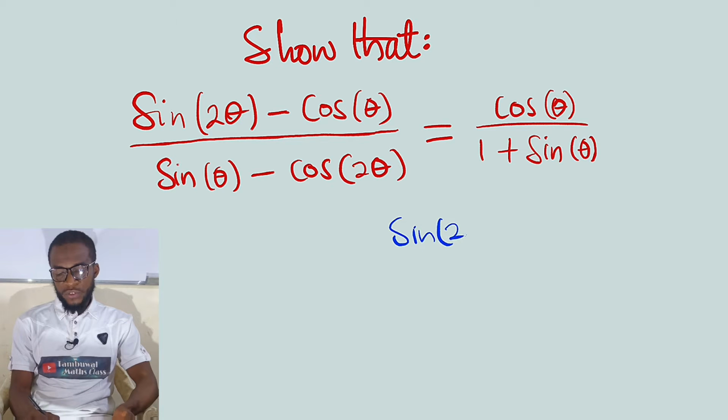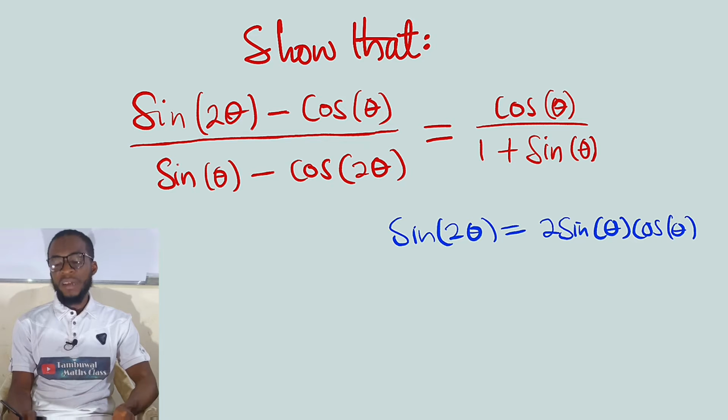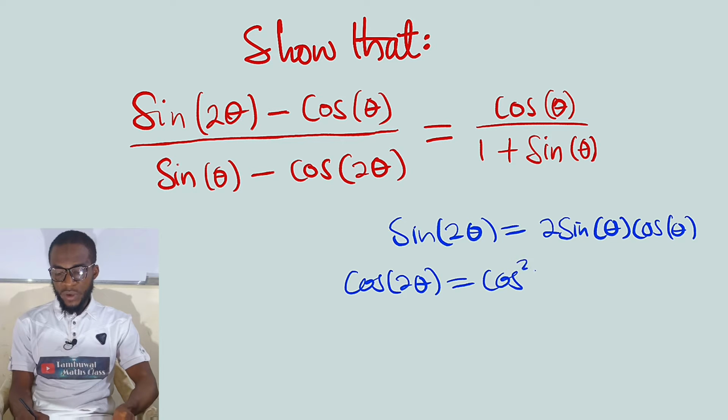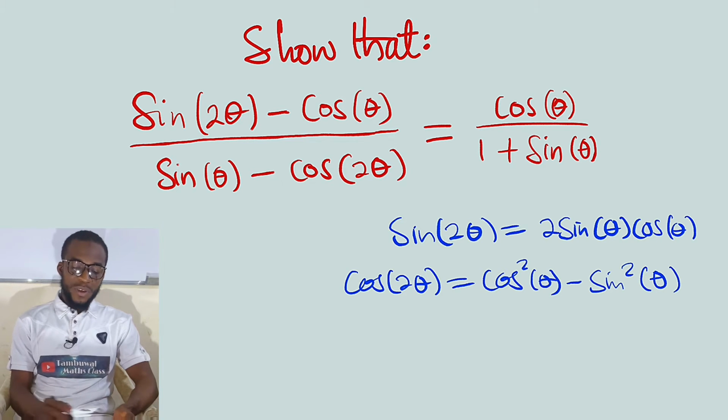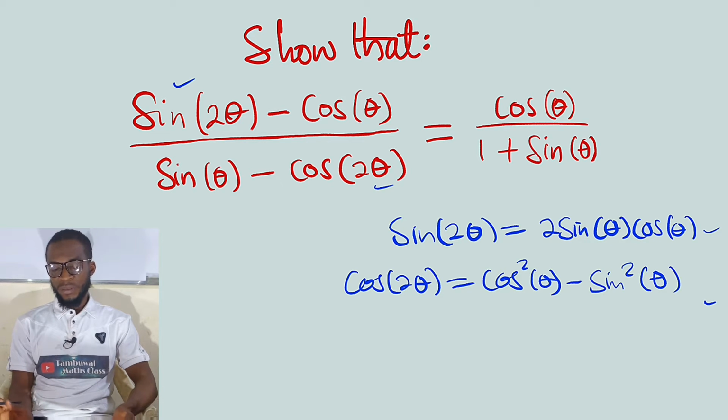Sine 2 theta is equal to 2 multiplied by sine theta cos theta. This is how to simplify double angle for sine. For that of cos, if you have cos 2 theta, it is equal to cos squared theta minus sine squared theta. So instead of this and this, we are going to substitute these two equations respectively.